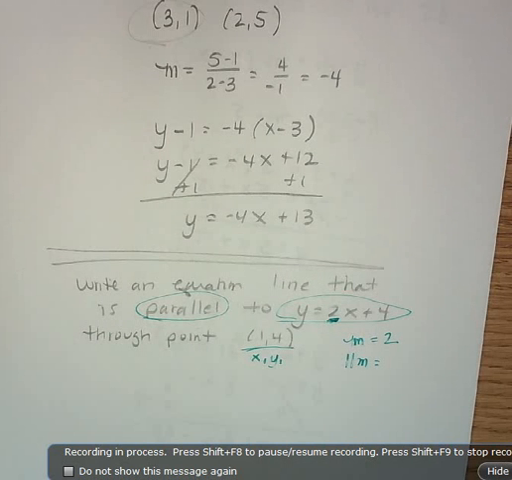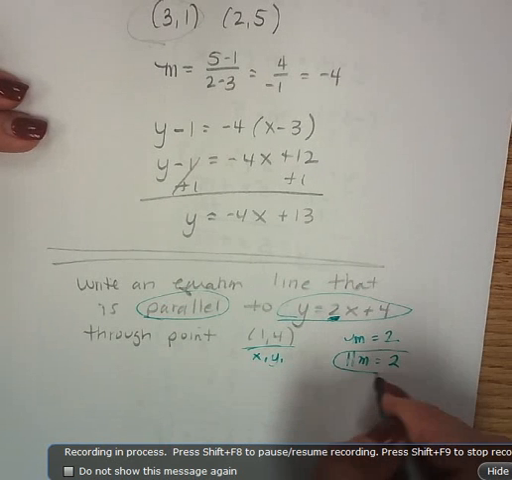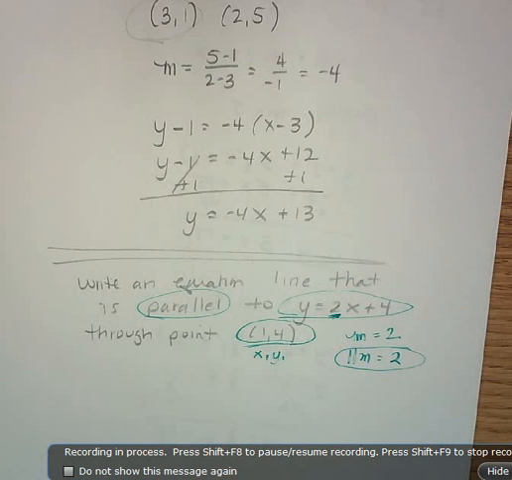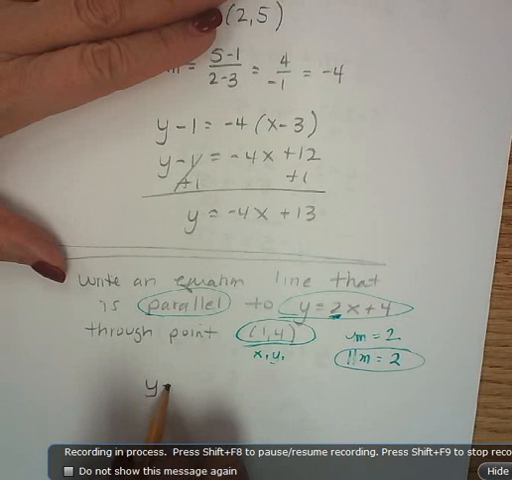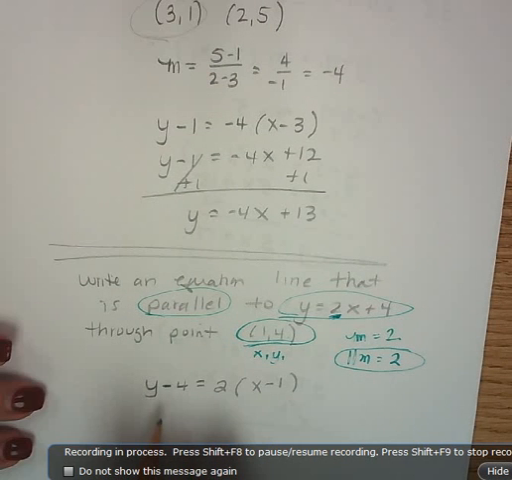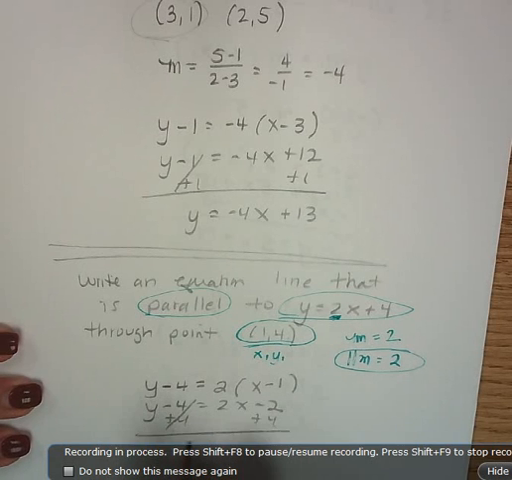So y minus 4 equals my parallel slope, 2, times x minus 1. Now I just distribute and bring the 4 over. That is the equation of the line that is parallel to the other line through point 1, 4. Not crazy. Just takes what you know from algebra, expands it a tiny bit. Let's look at another one.